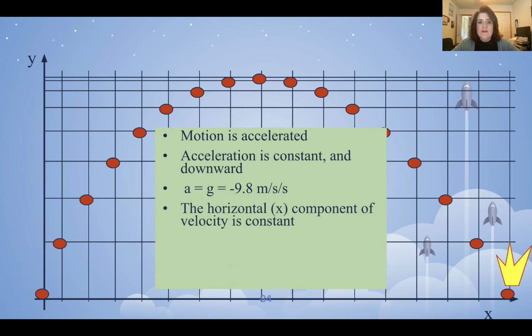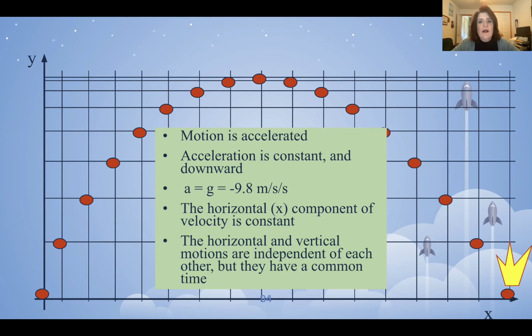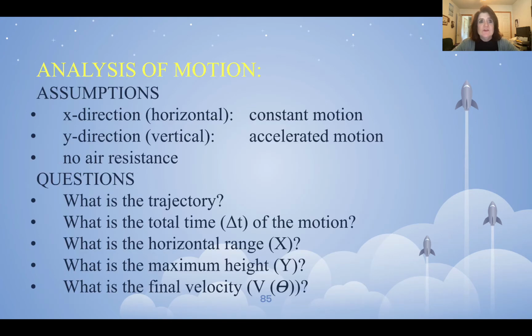And the horizontal or the x component is constant. The y component, the vertical component, is accelerated. But the horizontal and vertical motions are independent of each other, but they have one thing in common, and that is time. So, analysis of motions. X direction is constant motion. Y direction is accelerated motion. There is no air resistance. We play in a perfect physics world.